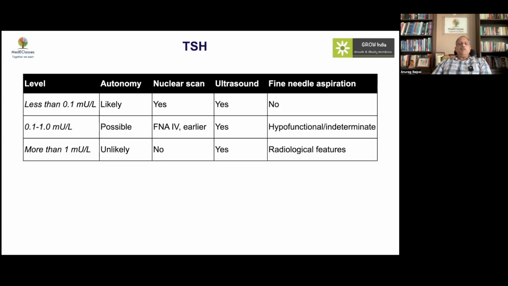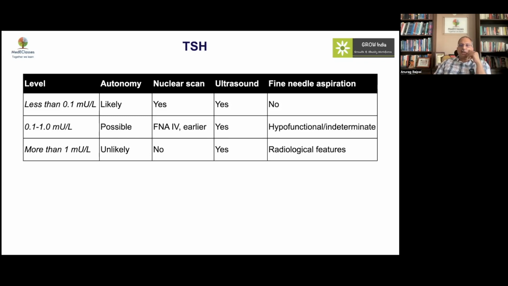Similarly, if you have a TSH which is more than 1, autonomy becomes extremely unlikely. Of course, this means that this is a sort of non-functional lesion. There's no role of nuclear scan. So nuclear scan is only indicated if your TSH is 1 or below, and below 0.1 definitely. Otherwise, you can be a bit judgmental as to whether you require a scan or not.